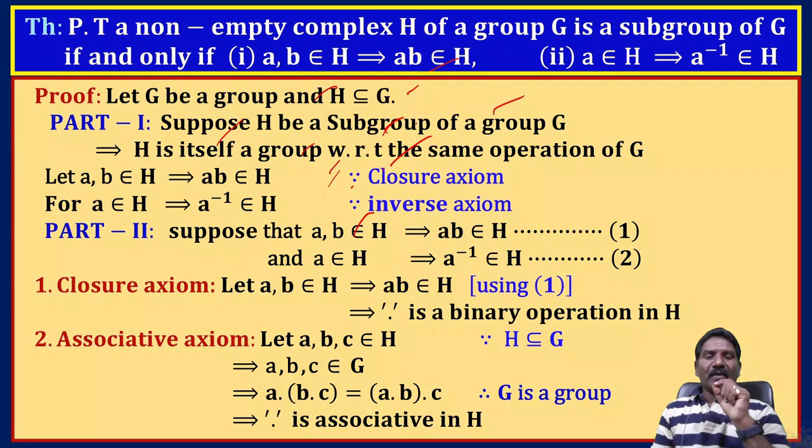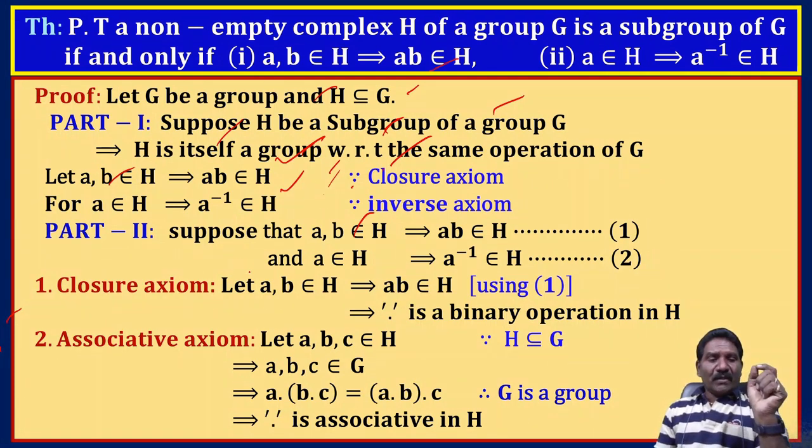Since H is a subgroup of G, by definition, H is itself a group with respect to the same operation of G. Since G is a group with respect to multiplication, H is also a group with respect to multiplication. By closure property, A, B belongs to H gives AB belongs to H. By inverse property, A belongs to H gives A inverse belongs to H, B belongs to H gives B inverse belongs to H. That is, every element in H has a multiplicative inverse. So conditions 1 and 2 are verified.